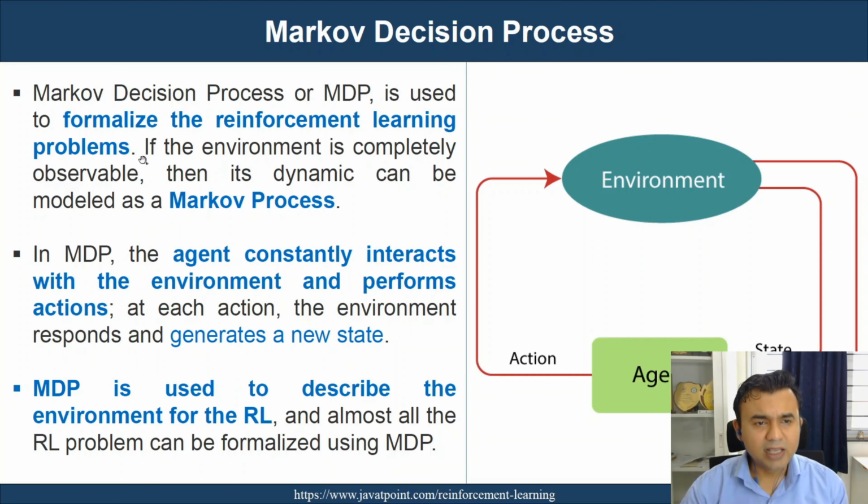If the environment is completely observable, then its dynamic can be modeled as a Markov process. If we are able to observe the environment, we can model that as a Markov process. And in MDP, we constantly interact with the environment. The agent constantly interacts with the environment and performs the actions.